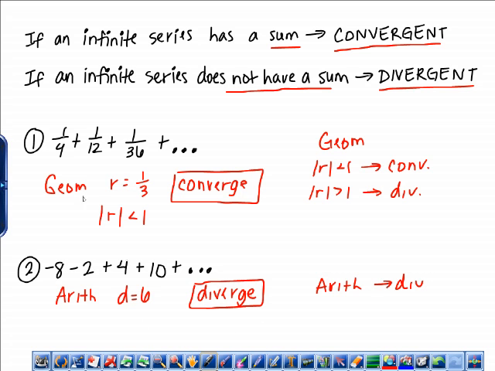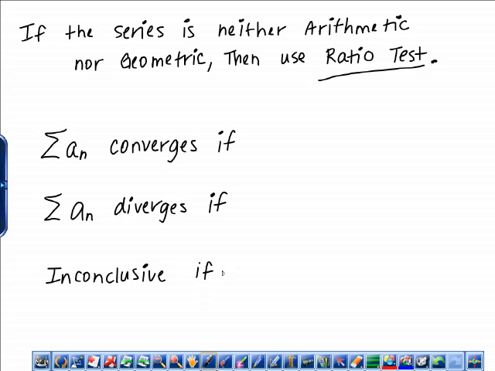Okay, if the series is not one of the two that we were kind of used to from last year, if it's something different, then we're going to use something called the ratio test. So this says if the series is neither arithmetic nor geometric, then use the ratio test. So here's the ratio test. The sum of a sub n, okay, this sum exists or it converges if the limit as n approaches infinity of the absolute value of a sub n plus 1 over a sub n is less than 1.